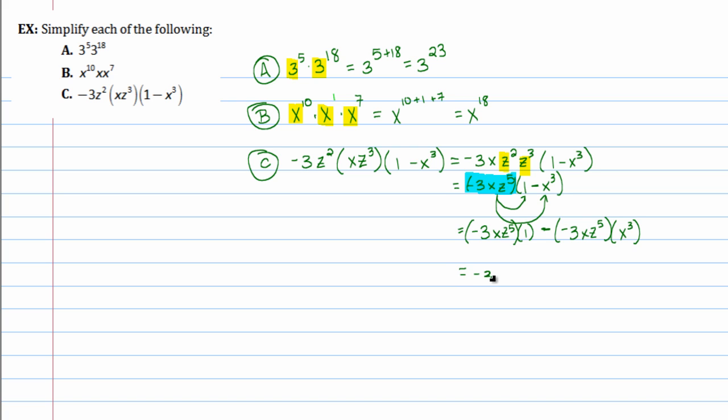So I'll have this negative 3x z to the 5th. By the way, times 1 is just that. Negative times negative is positive. And 3x, and I'll move this x cubed forward as well. X cubed z to the 5th. And again, those x's have the same base. So I have x to the first times x cubed. So that will be a positive 3x to the fourth z to the fifth.